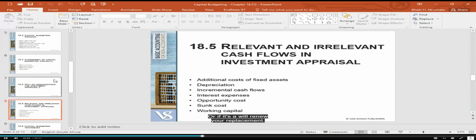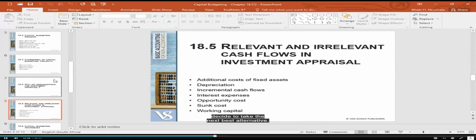Then the next one, interest expenses. We know that this also affects our cash flows because we need to pay interest, especially if you use an external source to fund your project. So there are interests that you need to consider as well. So that is your interest expense. Your opportunity cost is the value the organization will lose as a result of taking the next best alternative. So there are opportunity costs that are considered if we decide to take the next best alternative.